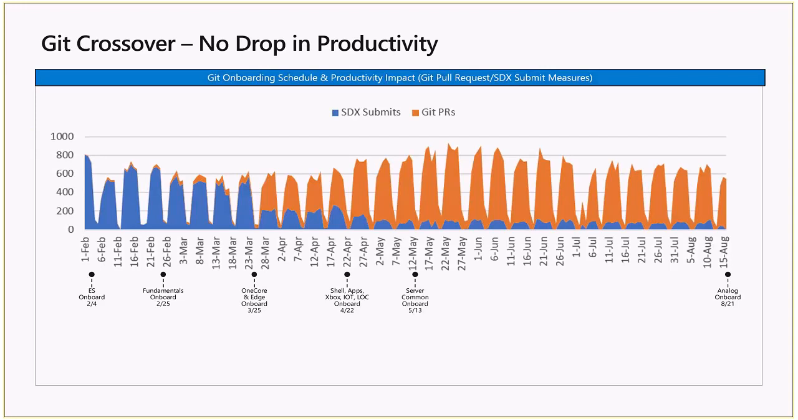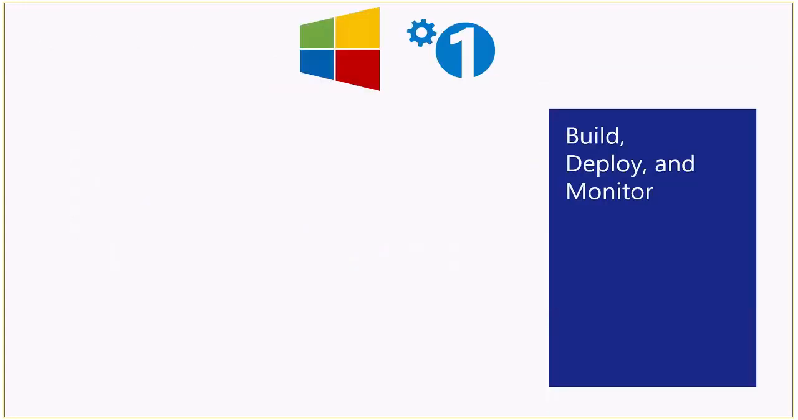So now that we have all this source code, 640 gigabytes of source code in Git, how do you manage it? So let's look at that. That's the next section.